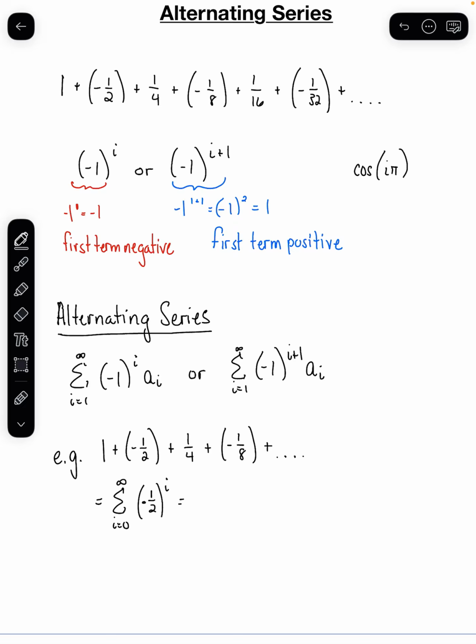This can also be written, if we choose, and often we will, as negative 1 to the I times 1/2 to the I. And in that way, the alternating sign mechanic, the negative 1 to the power, is separated from the component that provides the value of the term.